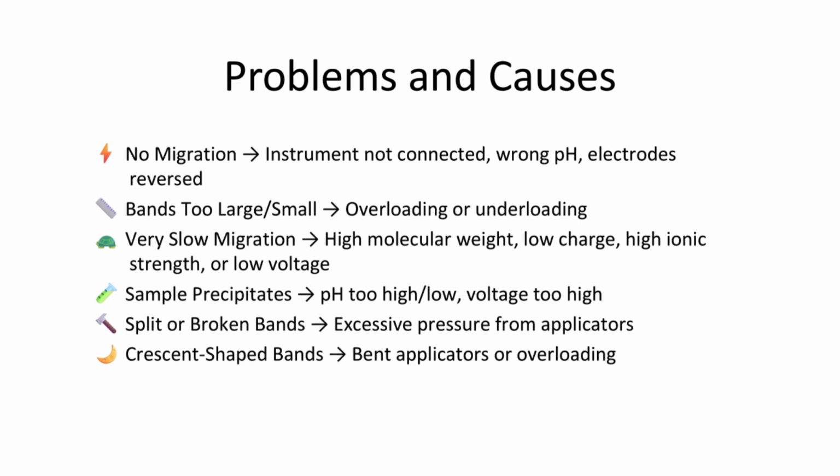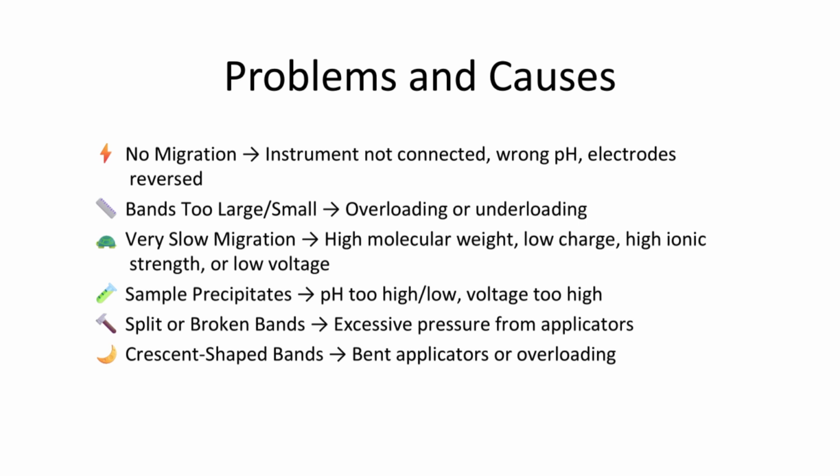If migration is very slow, it may be because the molecules have a high molecular weight, a low charge, the ionic strength of the buffer is too high, or the voltage applied is too low. Sometimes the sample precipitates in the support medium. This usually happens if the pH is too high or too low, or if the voltage applied is too high.